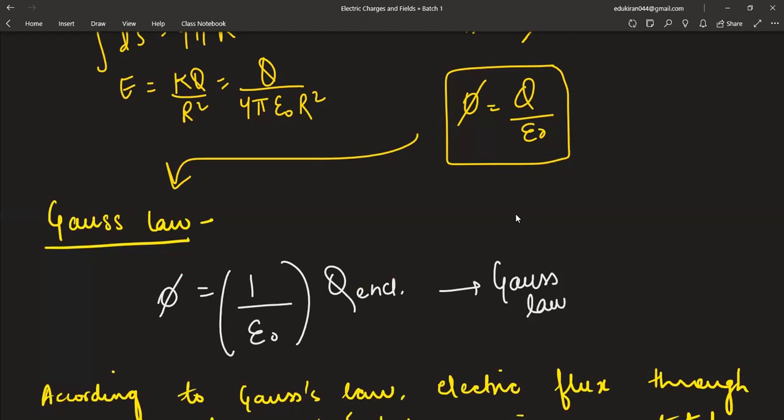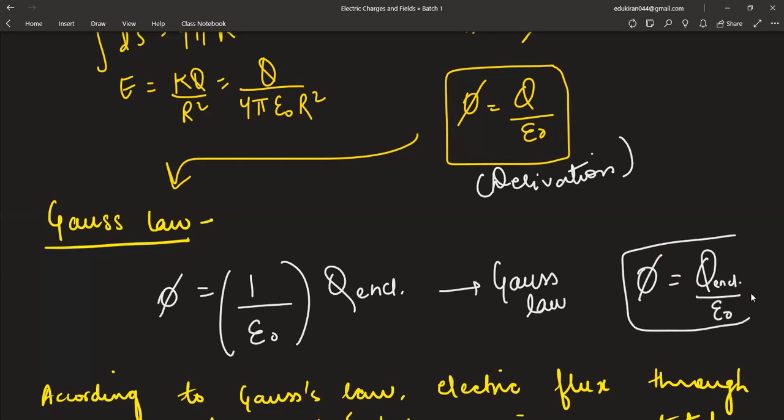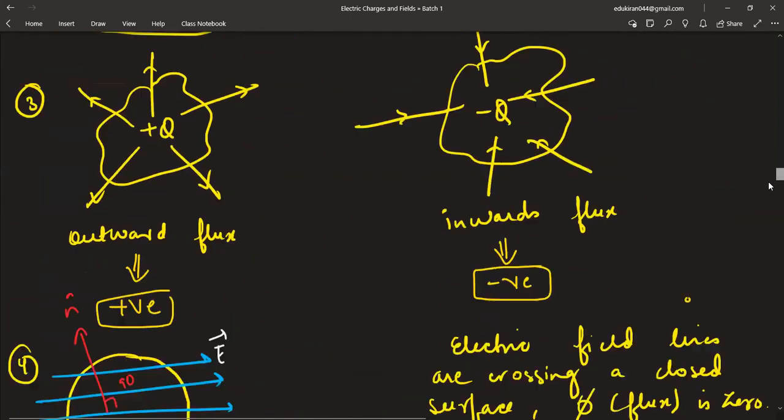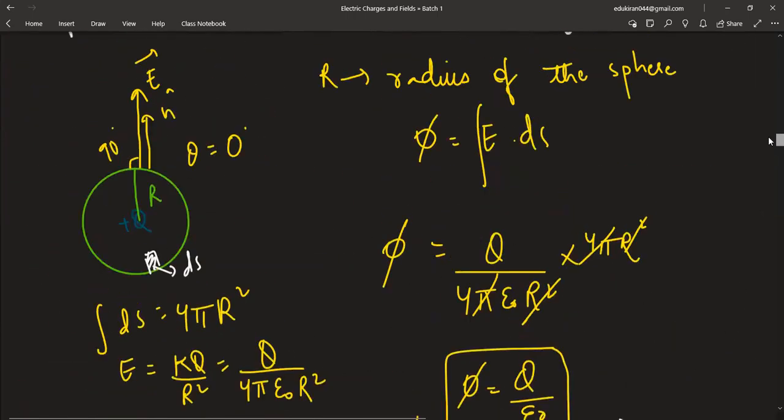And see, the derivation is here. This question is actually the derivation of Gauss law. How to get phi is equal to q by epsilon naught. So that's why we say flux is equal to charge enclosed by epsilon naught. This is our Gauss law. So according to Gauss law, electric flux through a closed surface is 1 by epsilon naught times the total charge enclosed by the surface. This is the entire process and meaning of the Gauss theorem. Fine. Now there are few properties of Gauss theorem. I'll discuss it. First, you copy down till here.